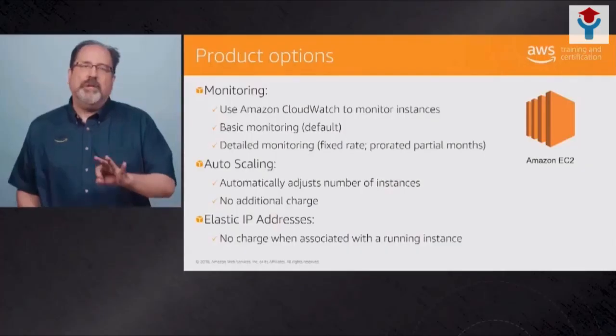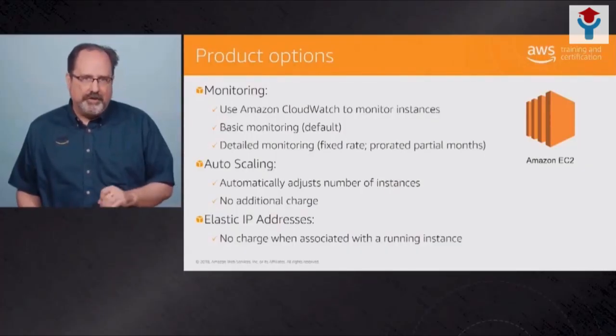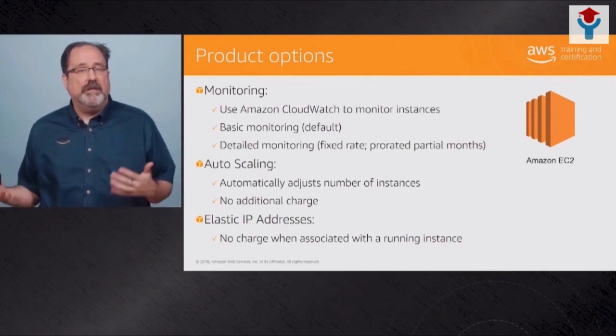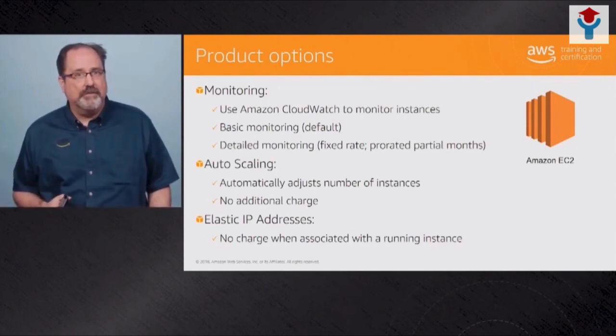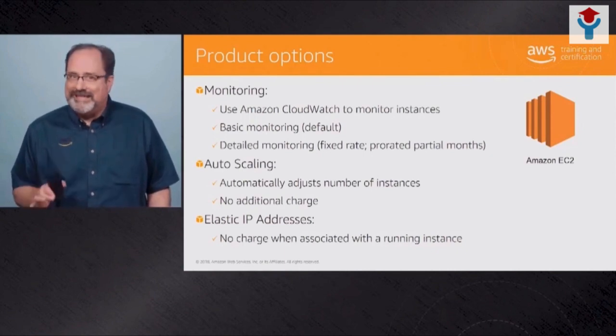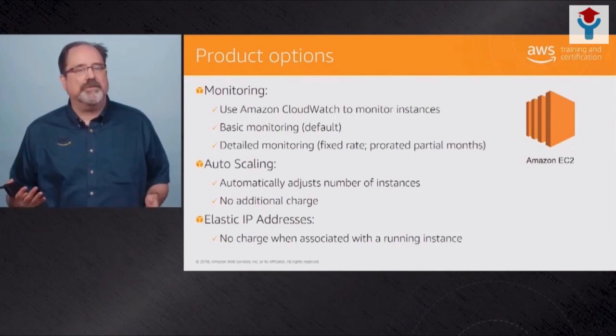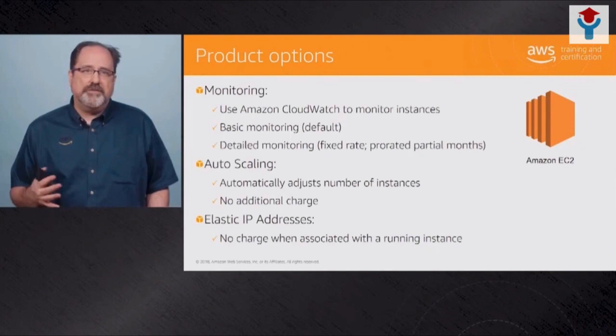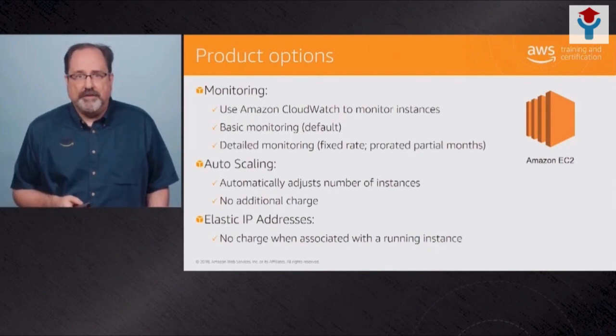When we look at specific product options, we look at things like detailed monitoring. You can use CloudWatch to monitor your Amazon EC2 instances, and by default, basic monitoring is enabled and is available at no additional cost. However, for a fixed monthly rate, you can opt for detailed monitoring, which includes 7 pre-selected metrics that are now recorded once a minute. Partial months are charged on an hourly per-instance-hour rate.